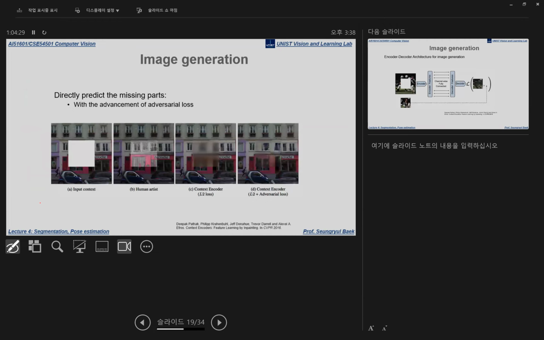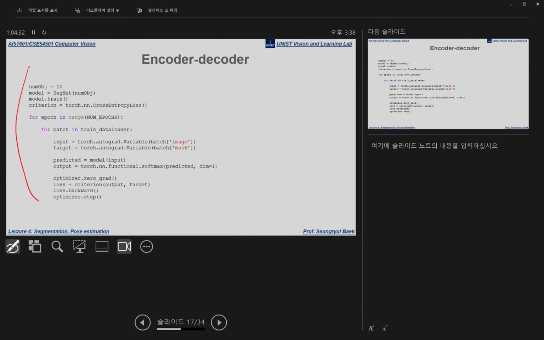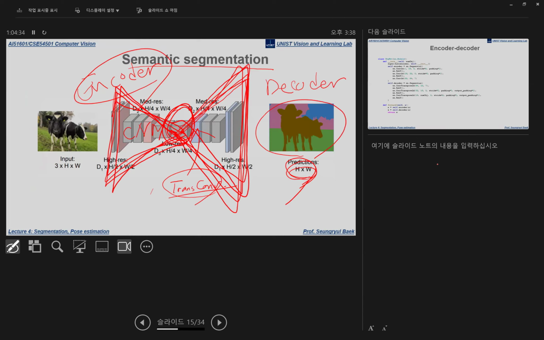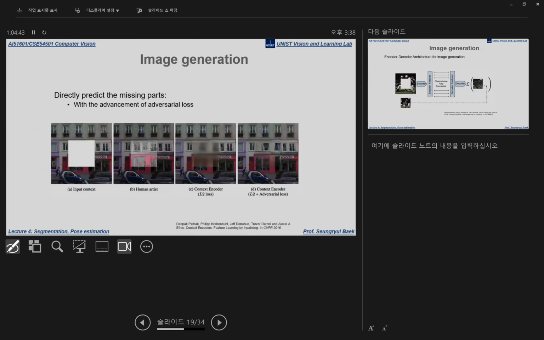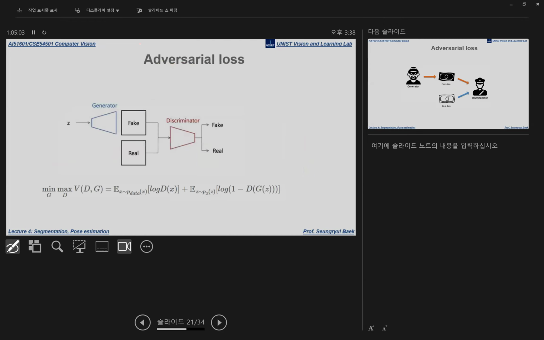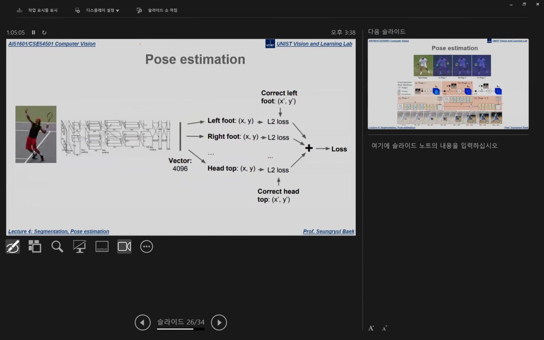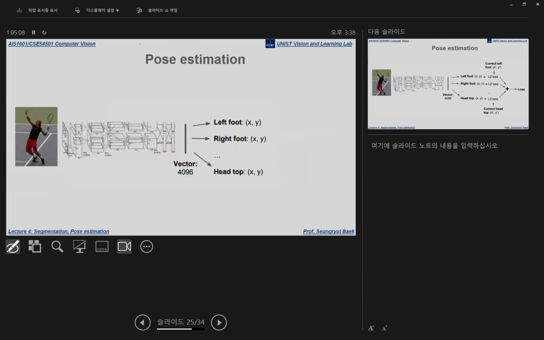And with the same encoder-decoder architecture, you can generate output which has the same dimension as the original input. Researchers are thinking of generating the images themselves rather than the segmentation masks. So the same encoder-decoder architecture with transpose convolutions can be used for generating images, and we will learn further later. And later we will also learn how we can implement a pose estimator.